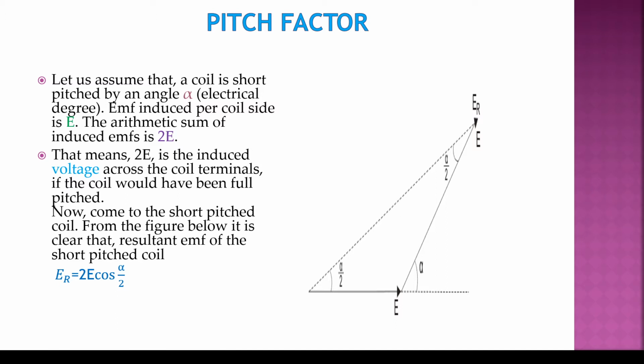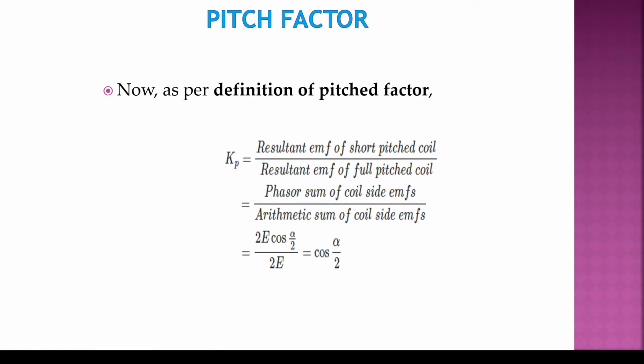And if it is short pitched, the resultant EMF of the short pitched coil will be equal to what? ER is equal to 2E cos alpha by 2. So how are we writing this equation? See, from this diagram, cos alpha by 2 will be what? Adjacent by hypotenuse. Okay, adjacent is how much here? 2E, because we are saying here that two coil sides are there and the EMF induced per coil side is E, and for two coil sides it will be 2E. So adjacent is 2E, hypotenuse is ER. So cos alpha by 2 will be equal to what? 2E by ER, or ER will be equal to what? 2E cos alpha by 2.